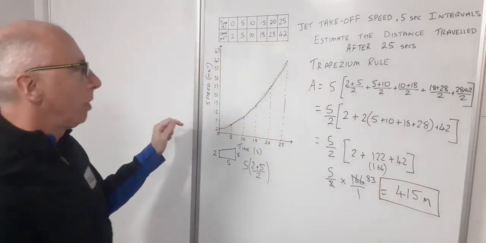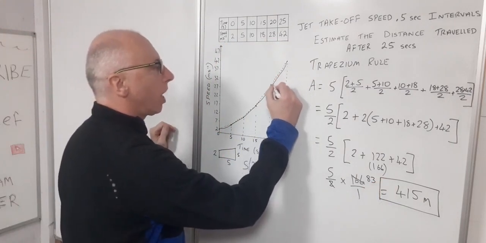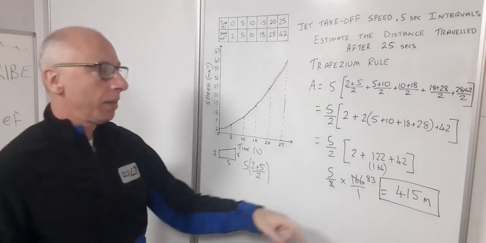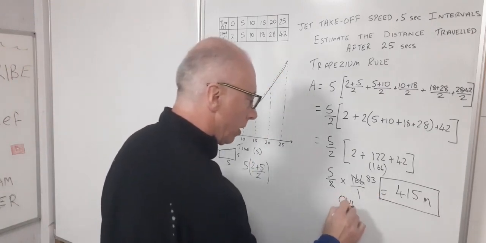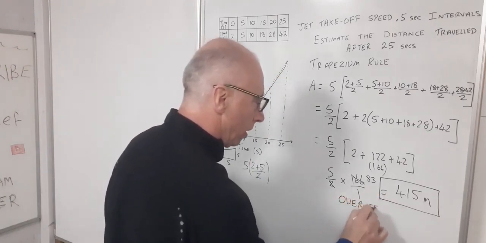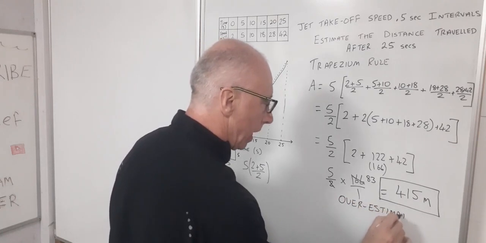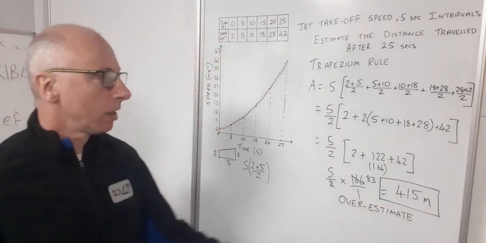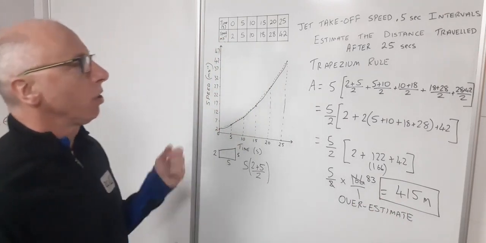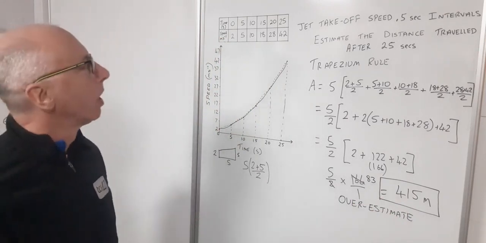Now as my lines are going slightly over the curve, this would be an overestimate of what we've calculated. So our actual distance will probably be slightly less than 415 meters. But that's our approximation using the information that we've been given. Okay.